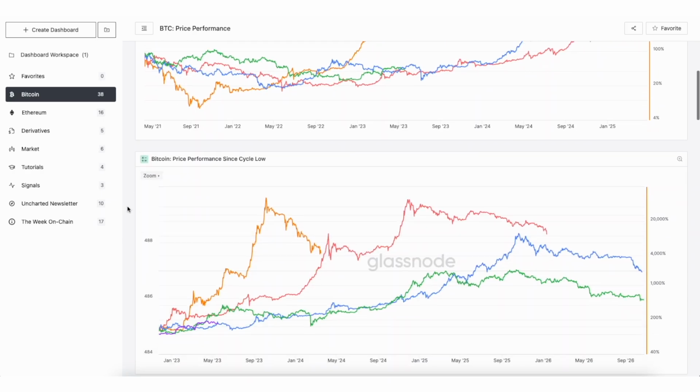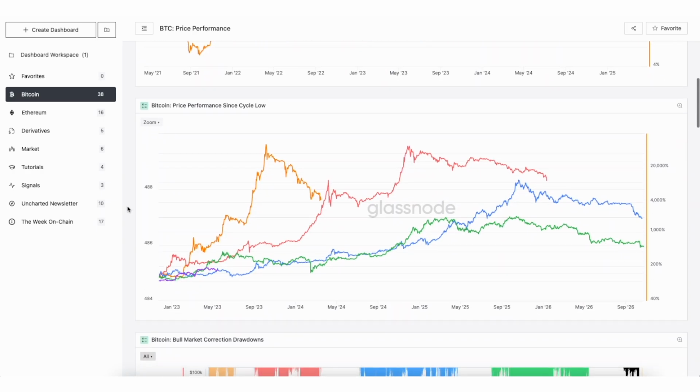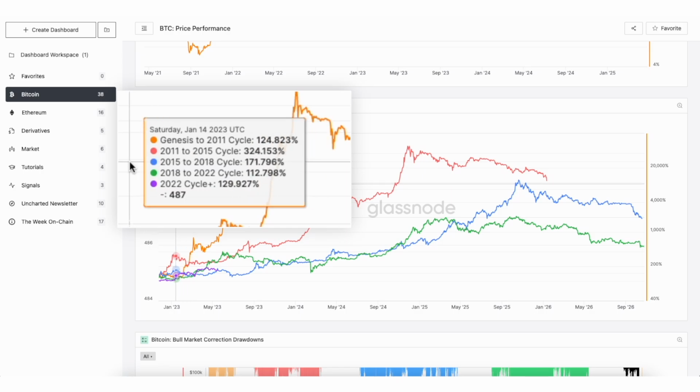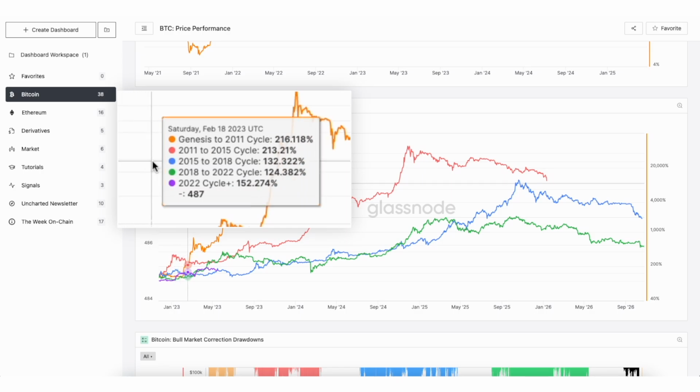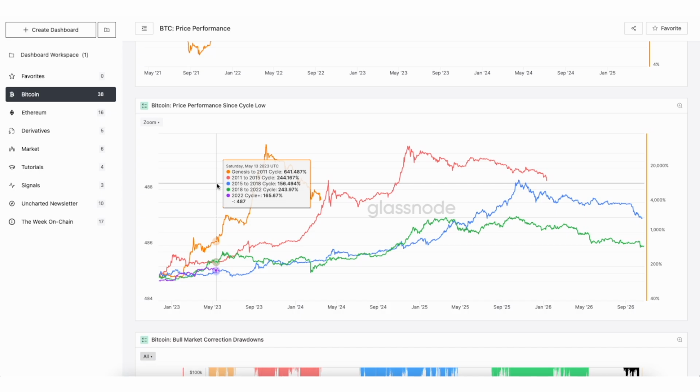The next one is the Bitcoin price performance since the cycle low. And this chart allows you to compare how Bitcoin has rallied in each cycle from the point of its all-time low. Very insightful for picking out differences and similarities between cycles.